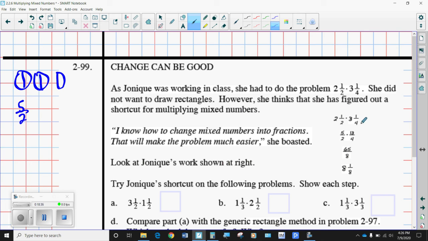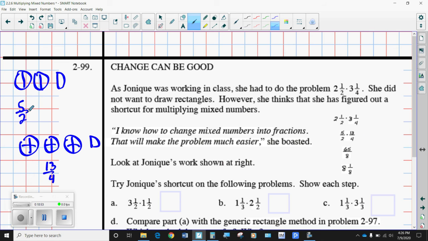And now for 3 1/4, 1, 2, 3 1/4, we got 3 wholes, but there's 4 there. That's a total of 8. There's a total of 12 fourths. 3 times 4 is 12, plus that additional 13 fourths.